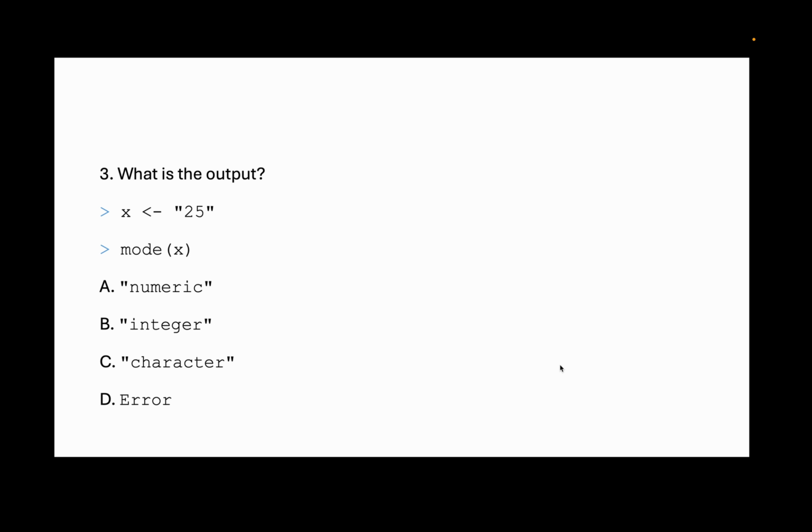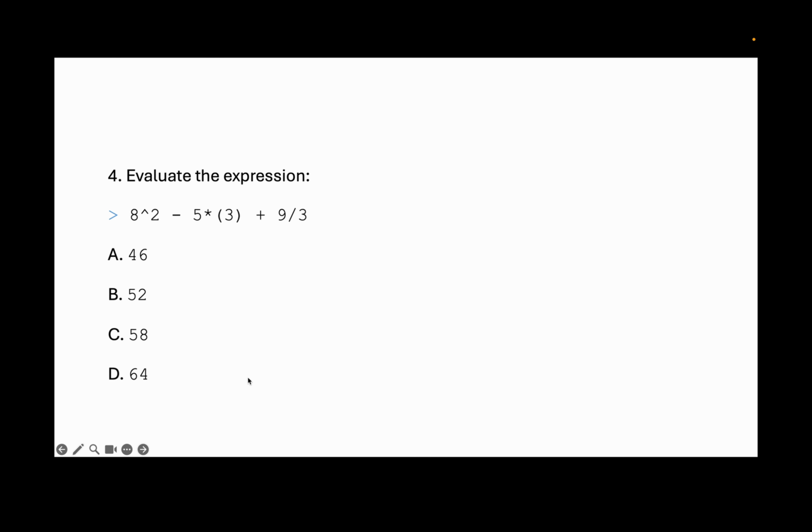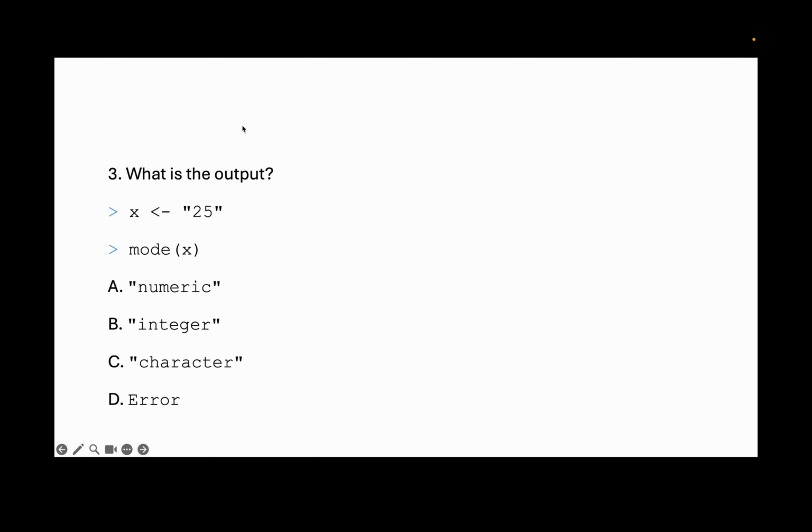so here the answer is C actually, that is character. Why character? Because we are assigning 25 to x, but we are putting it inside quotes. So it will not be saved as a numeric value in x, it will be saved as a character value, and when you check the mode, that is the structure of the data, it will give the output as character, not numeric.